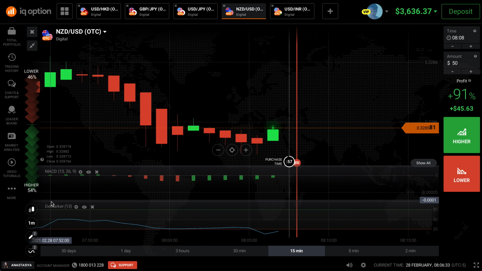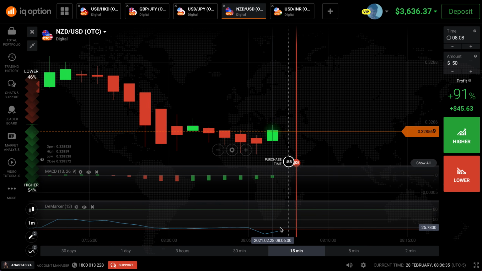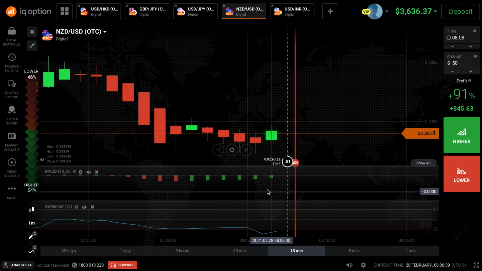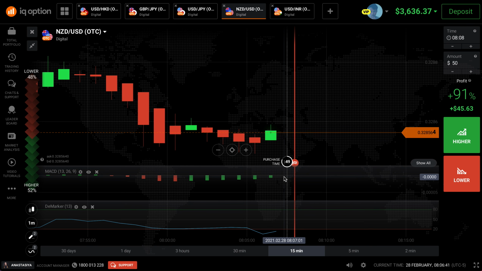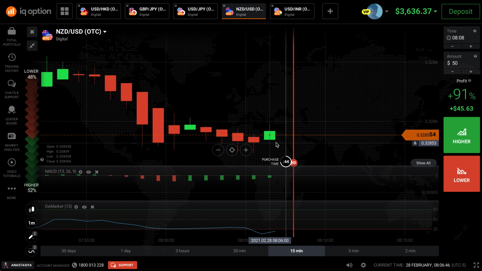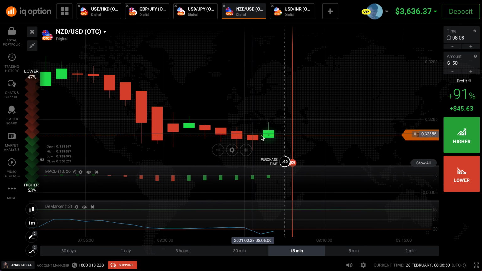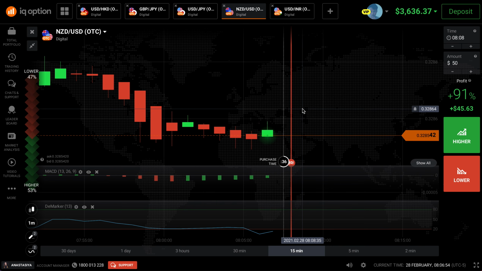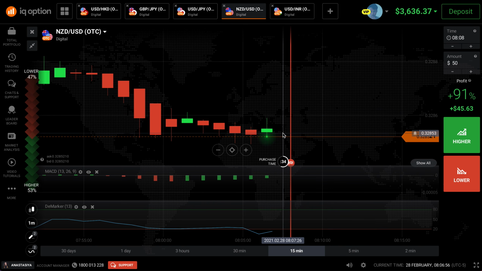So look at our DeMarker first. DeMarker is about to cross, so that's a good sign. And then MACD is also about to come to zero. That's a good sign. And then Heikin-Ashi already changed into green. That is the last best sign. Okay, after this one, I am pretty sure I'm going to go on bull. But I want this one to keep on green.